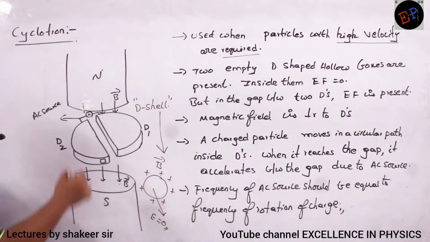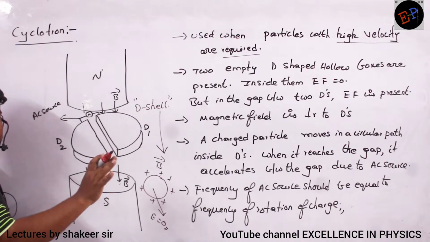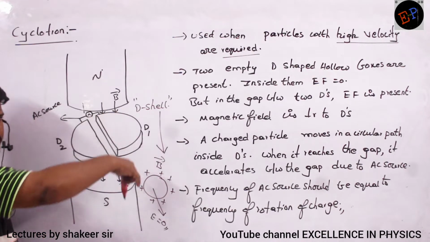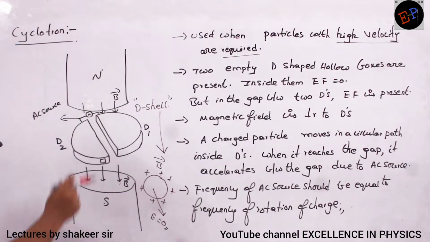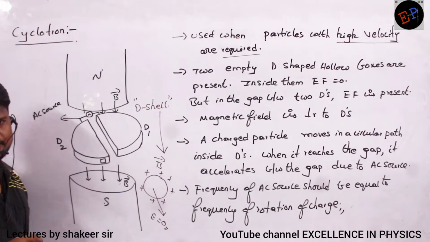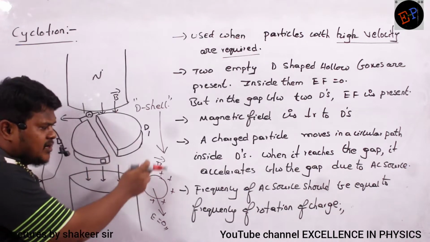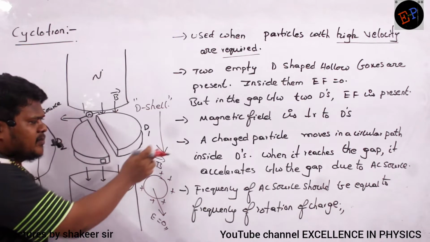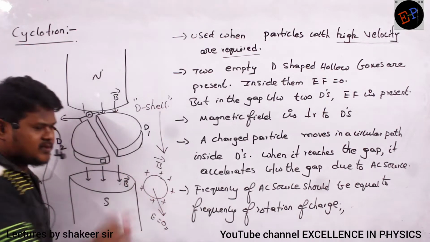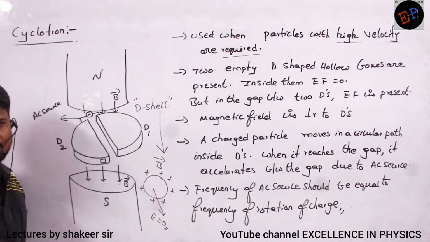Are you able to understand? But the magnetic field is not zero. The magnetic field is passing through the D shells. Which field is present, which field is not present? Inside the Ds, the magnetic field is present and the electric field is absent. This point you should be very clear about, first of all.